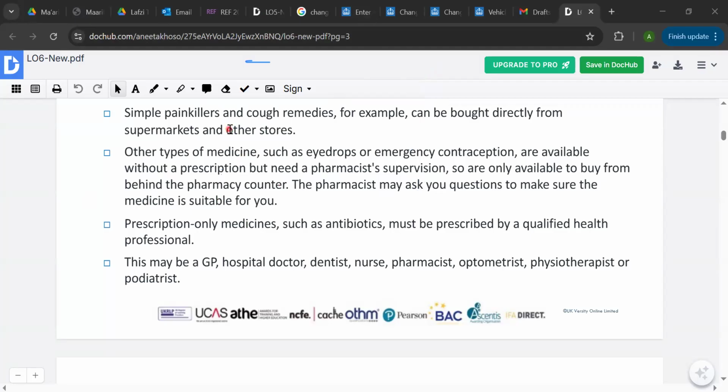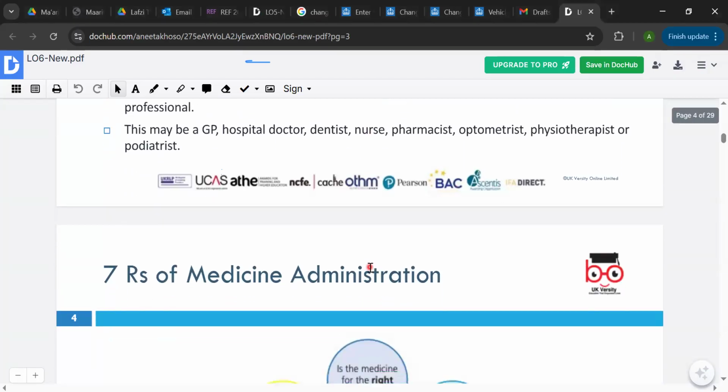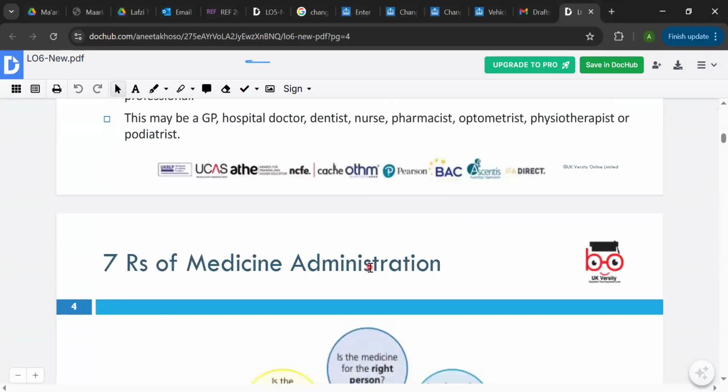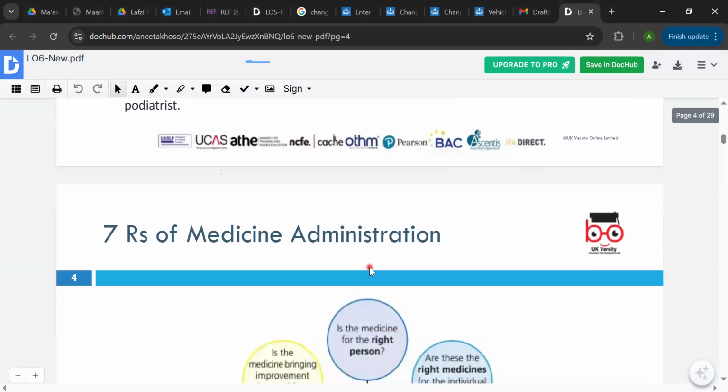Other types of medications such as eye drops or emergency contraceptives are available without a prescription. Prescription only medications like antibiotics must be prescribed by a qualified health professional. This may be a GP, a hospital doctor, a dentist, nurse, pharmacist, optometrist, whoever has the authority, or a physiotherapist or a podiatrist.